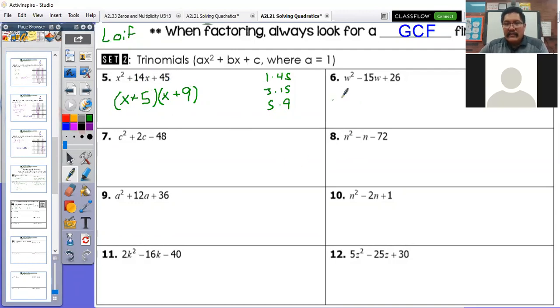Let's go ahead and move on to the next one. So again, let's use our LOIF method. So I need numbers that multiply to 26. Now you don't have to do this every single time. In fact, usually I don't.